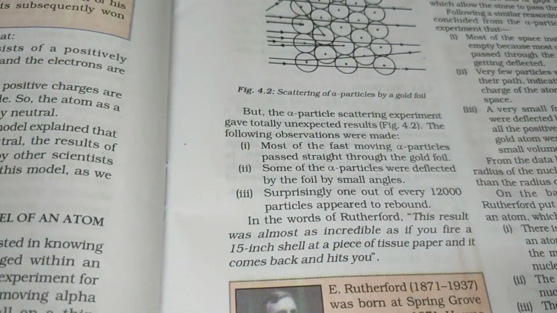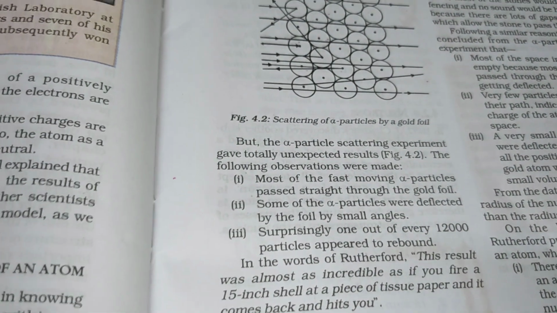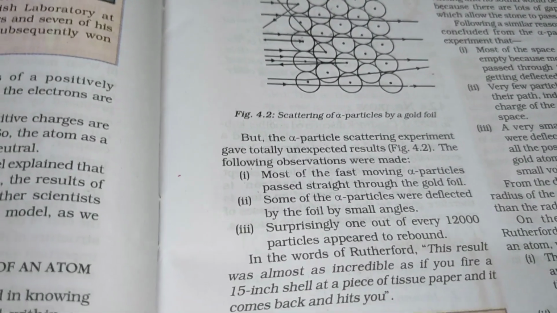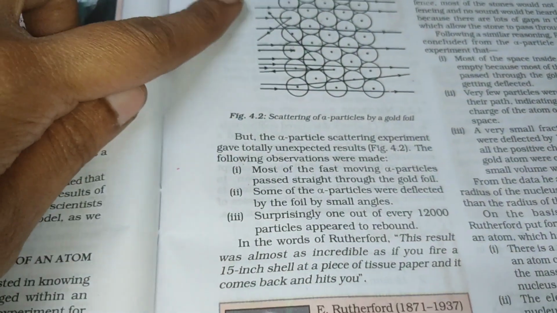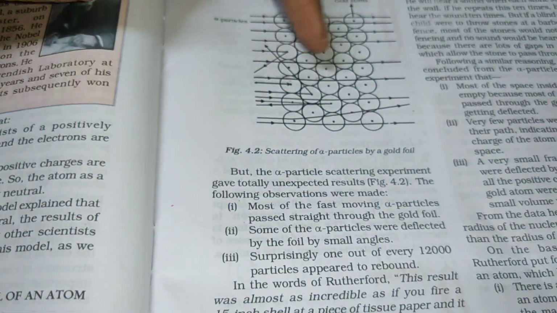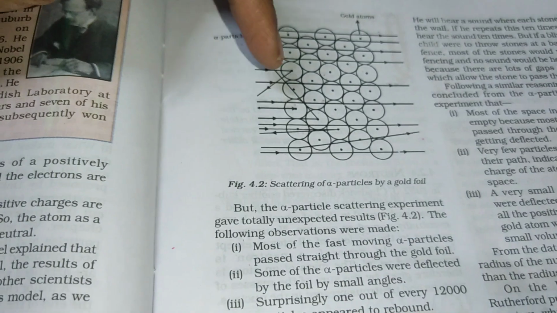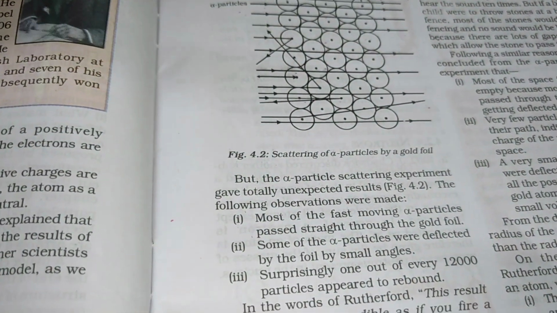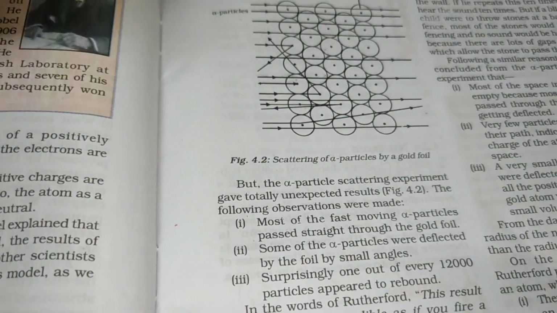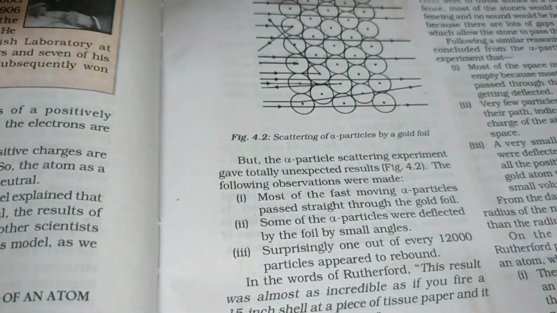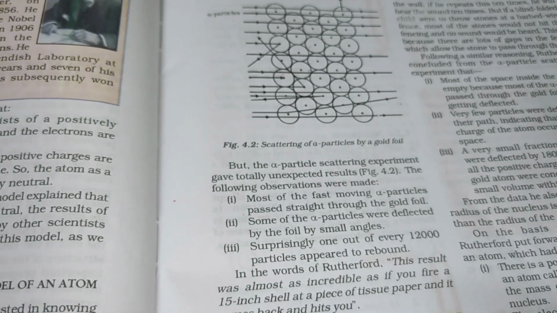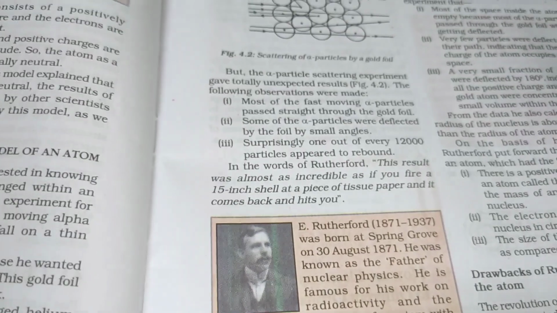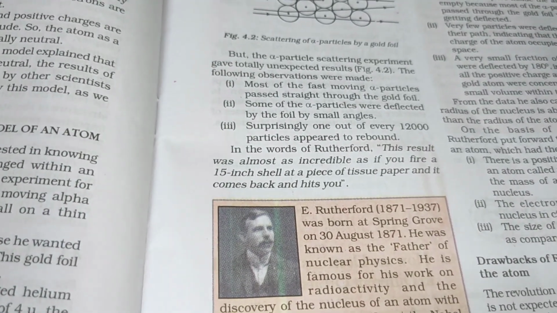Because of this unexpected result, he didn't expect it, because he thought all the rays would get deflected, but only a few particles got deflected. Most of the moving particles passed in a straight line through the foil. Some alpha particles were deflected by the foil at some angles, and surprisingly, out of every 12,000 particles, one appeared to rebound. Only some particles rebounded, meaning they came back along the same path. In Rutherford's words, this result was almost as incredible as if you fire a 15-inch shell at a piece of tissue paper and it comes back and hits you.